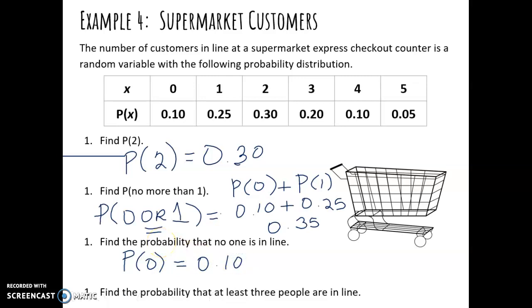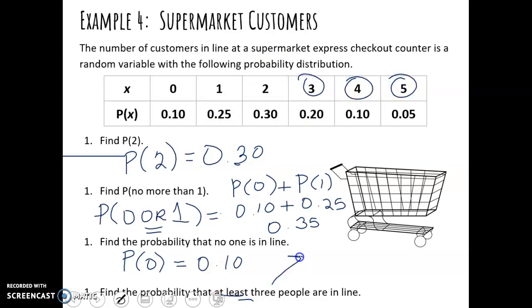It looks like there's another one. Find the probability of at least 3 people in line. So what does at least 3 people mean? It does not mean less than 3. At least means 3 or more. So 3, 4, or 5.